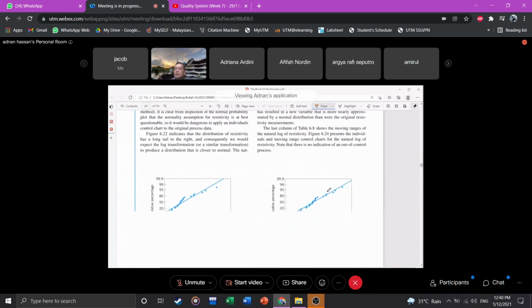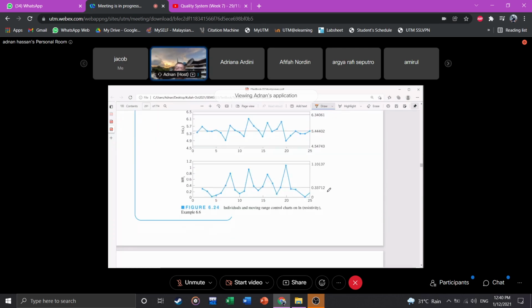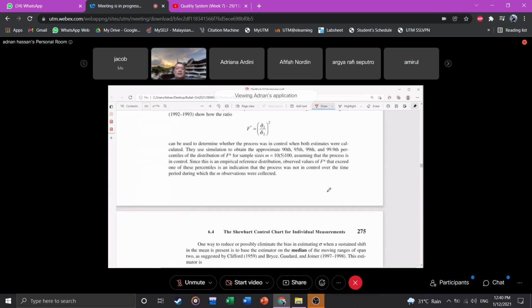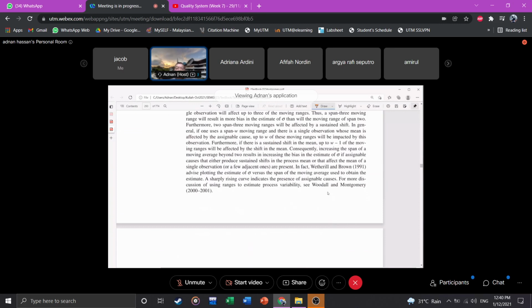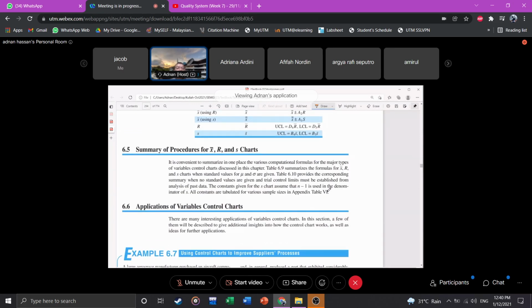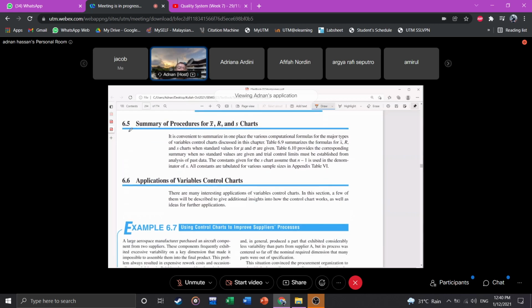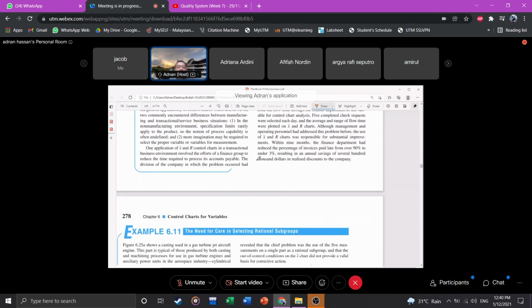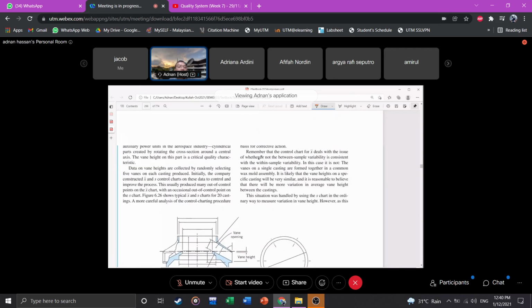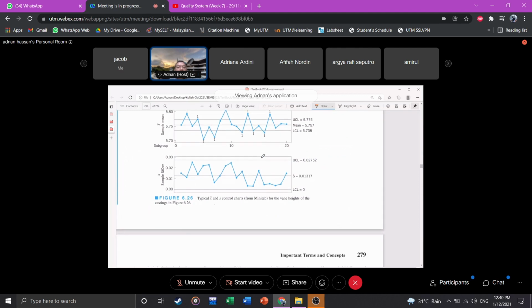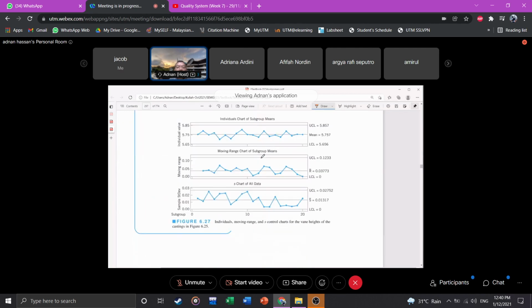Okay, so let me move on to another topic on this individual chart. I hope that you read on your own all these summaries and applications. Later on I will assign a few exercises here. We have some examples here. Please go through this example.